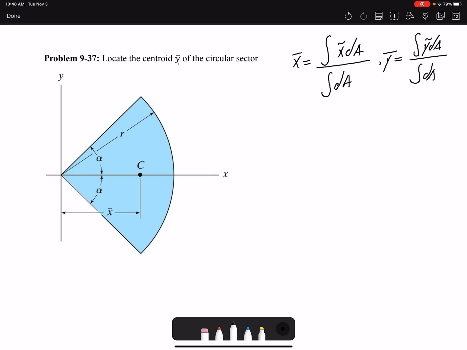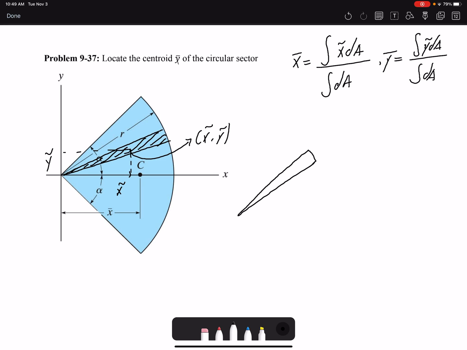over the integral of dA. So our first task is to find x tilde and y tilde, which are the centroid of our differential element. Because I want to find the centroid of a circular sector, my differential element would be a circular sector as well. So I need to find the centroid of this circular sector, x tilde and y tilde. I'm going to draw this circular sector here.